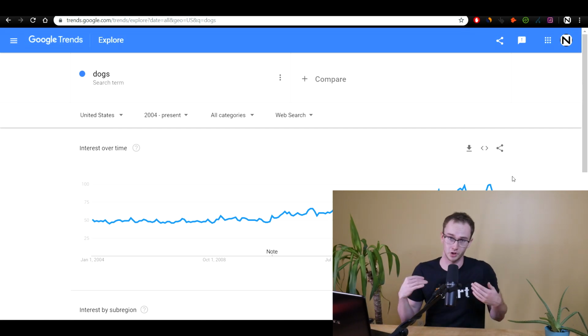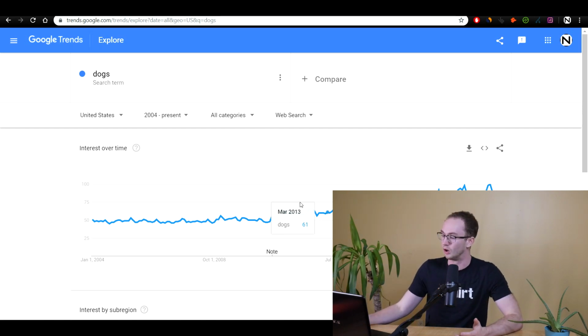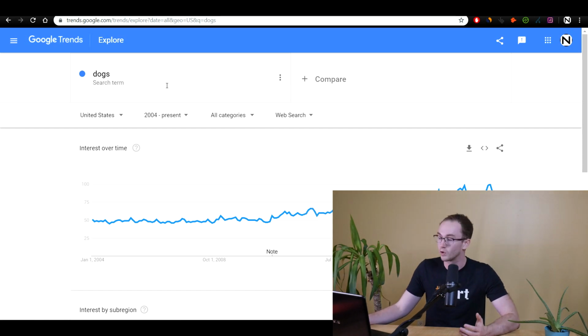More people are probably just searching about dogs on the internet in general because more people have access to the internet now. So over time, the search volume's gone up a little bit. More people are into dogs now than ever before. And it looks like there's some sort of seasonal trend. It looks like in the summer maybe people are getting new pets and they're searching about their dog a lot more, and then it kind of goes down a little bit. So you can look at seasonal types of trends in here.